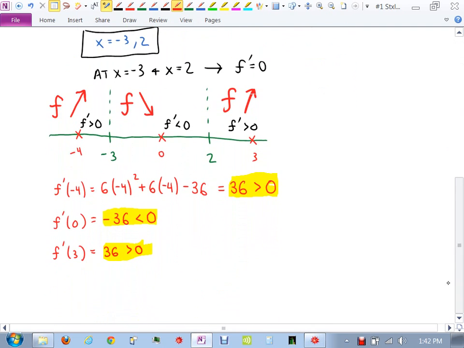So let me go back here. I'll put it in blue. For part A, f is going up on what intervals? Where's my function going up? To the left of negative 3, correct? So how do you say to the left of negative 3? Less than negative 3 or negative infinity to negative 3? Right? Interval notation. Is that the only place it's going up? No, it's also going up past 2. And anytime you have 2 intervals, you put a union symbol between them.